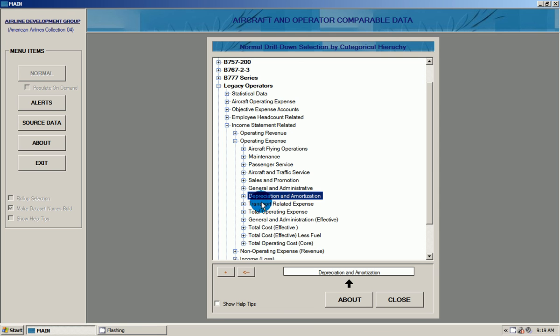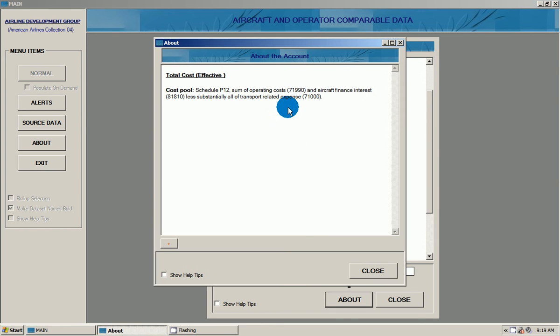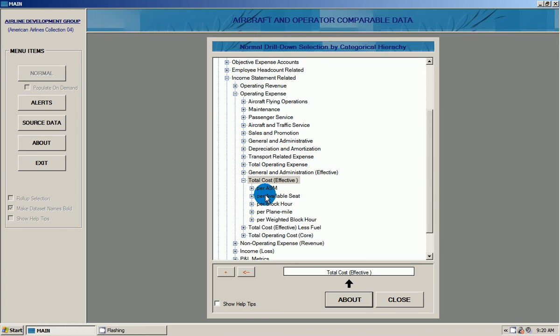We can also look at, let's look at total. We can look at total effective cost. Now total effective cost includes some aircraft finance interest in this, because if an operator is actually operating airplanes that are substantially leased, and another carrier has financed this aircraft, there's going to be a bit of a disparity.